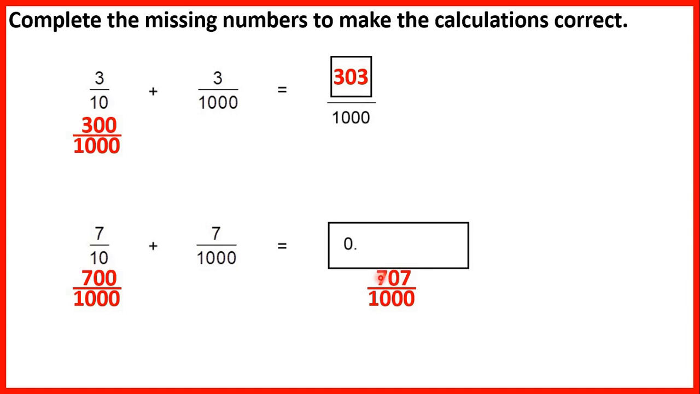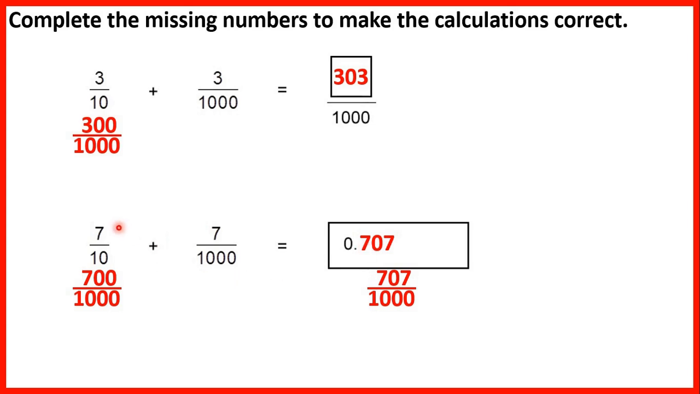Now, if we have 707 thousandths, we have 0.707. The third digit after the decimal point is the thousandths digit, so this denominator of 1,000 tells us that we won't go beyond the thousandths digit. Remember, we can only have one digit in each place value, so that means this 0 gets pushed over into the hundredths, and this 7 gets pushed over into the tenths.